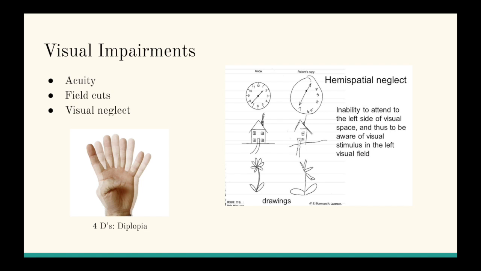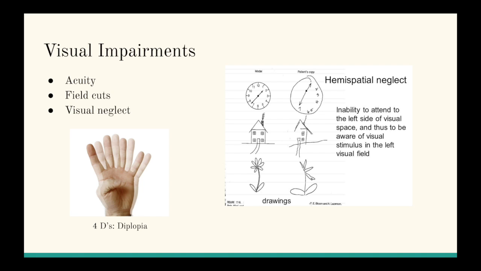Field cuts are total blindness of the eye, half blindness in both eyes, right or left eye half blindness, quarter blindness, etc. Visual neglect includes the inability to attend to the left or the right side of the visual space, and the individual is unaware of the stimuli in the left or right visual field. The last D in the 4 Ds is diplopia.